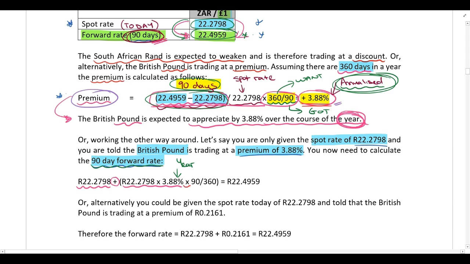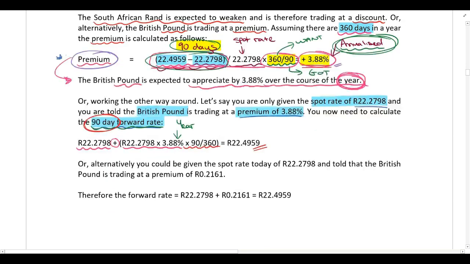So I need to multiply that by 90 over 360 so that I can get the forward rate in 90 days' time. If you don't multiply by 90 over 360, you're going to get the forward rate in a year's time because this is the annual amount that we calculated above. Okay, so it's very important that you do multiply by 90 over 360 so that you can get the forward rate in 90 days' time.